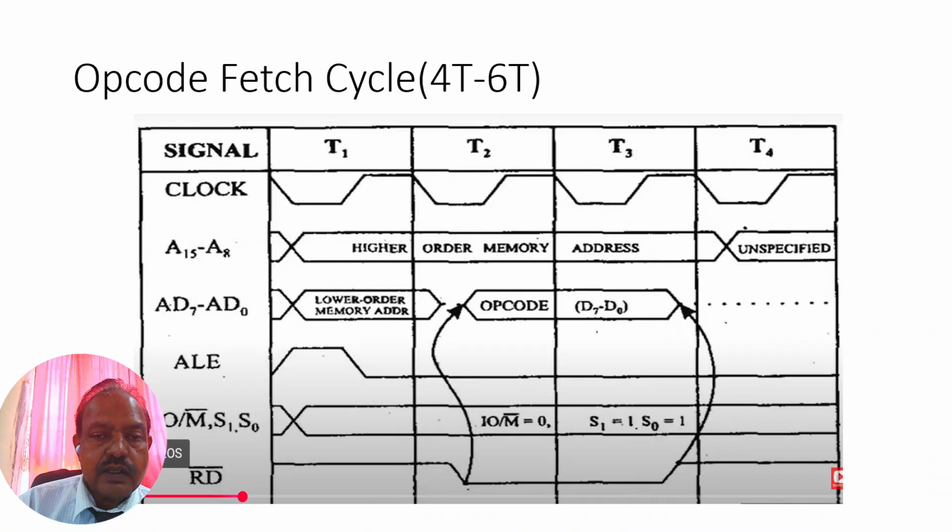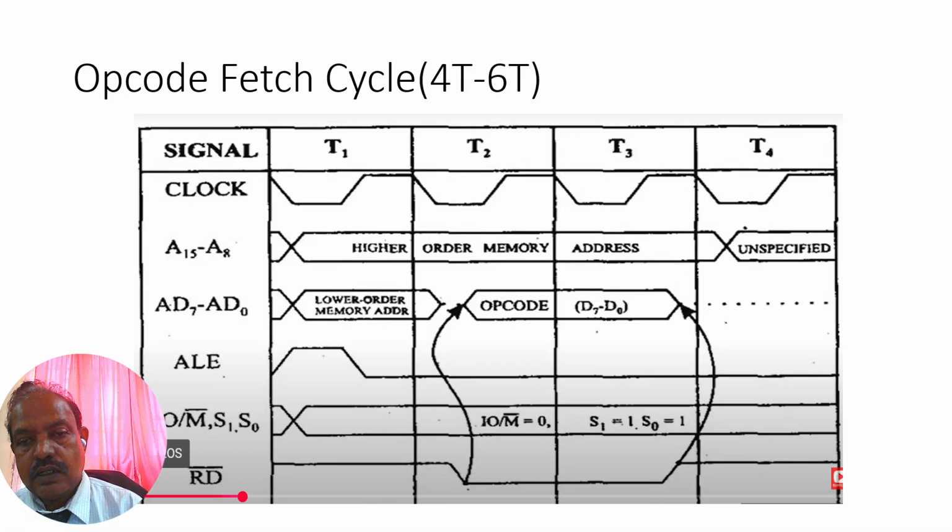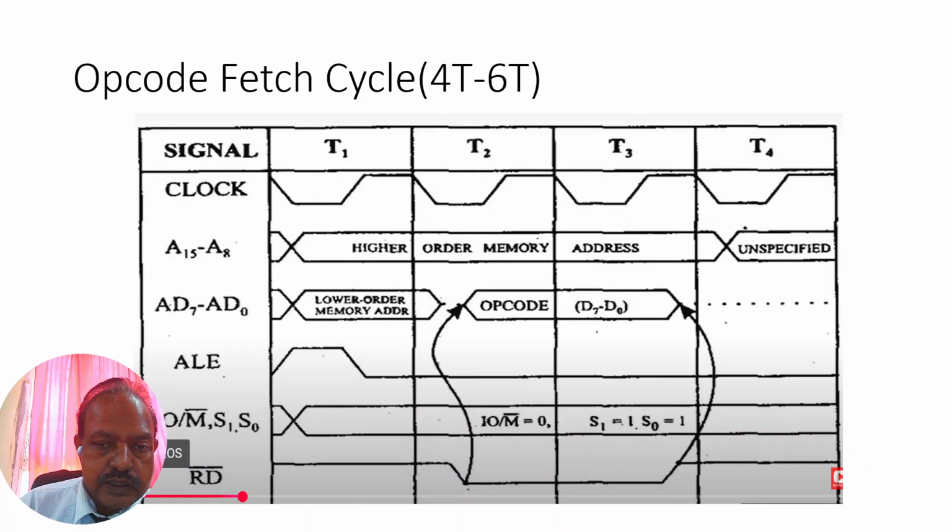Is that clear? Now, let us see the opcode fetch. As I told you, it takes from T1 to T4. You can understand this is T1, here T1, T2, T3, T4. So it is taking 4 T states, and opcode fetch means where you fetch the data, it will fetch the data from memory.